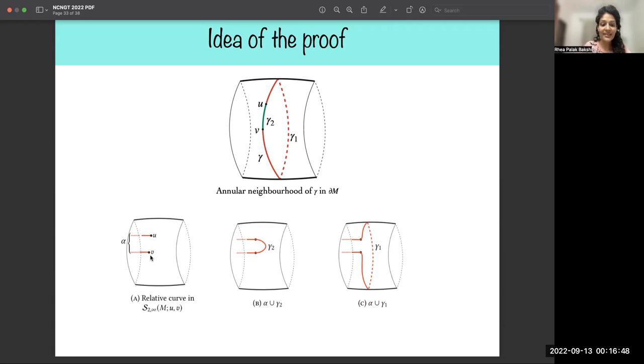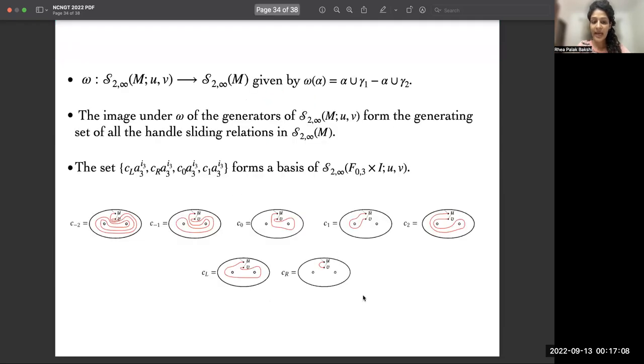So now if you want to slide this relative curve, that is simply sliding alpha union gamma 2. So that simply replaces alpha union gamma 2 with the curve alpha union gamma 1. So any curve in the KBSM, if you want to slide across the two handles, simply replaces alpha union gamma 2 with alpha union gamma 1. And so if we introduce a homomorphism from the relative Kaufman bracket Skein module to the absolute Kaufman bracket Skein module, given by omega of alpha is alpha union gamma 1 minus alpha union gamma 2, then the image under omega of the generators of the RKBSM form the generating set of all handle sliding relations in the absolute KBSM.